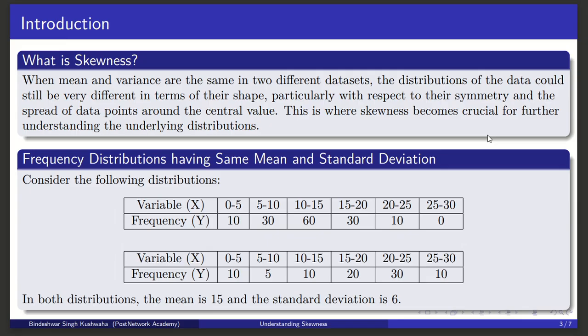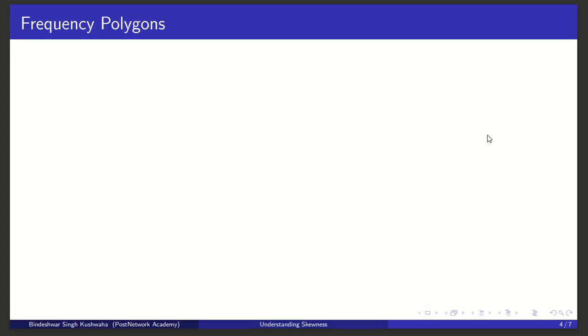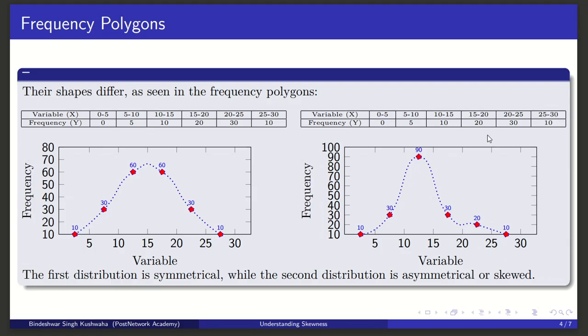Let us see two datasets. These two datasets have the same mean and standard deviation, but if you see their shapes, these shapes are very different. So you can say that these two data distributions have the same mean and variance, but shape is different. The first one is a zero skew distribution, or without any skewness. The second has some asymmetry or skewness.